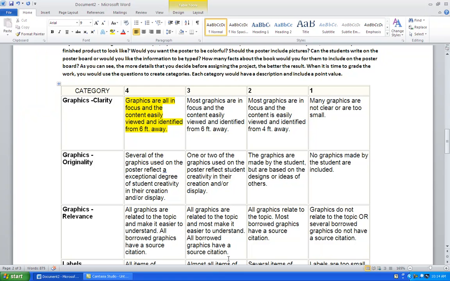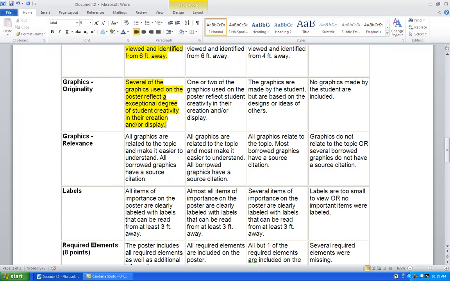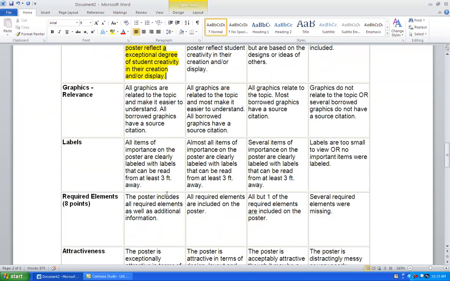I'm looking at the graphics. They're very original. They're very unique. So you might want to highlight the 4 because that's the maximum score for this category. And so on. So as you can see, I keep highlighting as I grade. So if the graphics are very relevant, give them the 4. If they're not, decide how that fits into your scoring. The labels, the required elements.